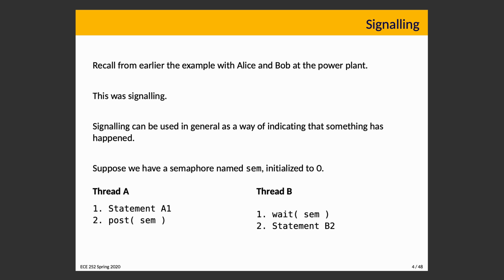Thread A will continue, it does statement A1, posts on the semaphore, this unblocks thread B. Thread B can then proceed to statement B2. You can get the same thing even if there is a thread switch after statement A1. Statement A1 runs, there's a thread switch, thread B waits, gets blocked, and then we have thread A post, which unblocks thread B, and then statement B2.